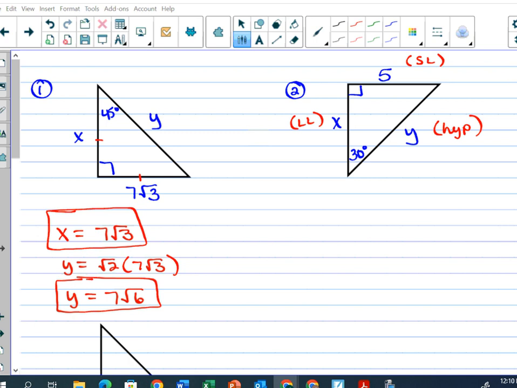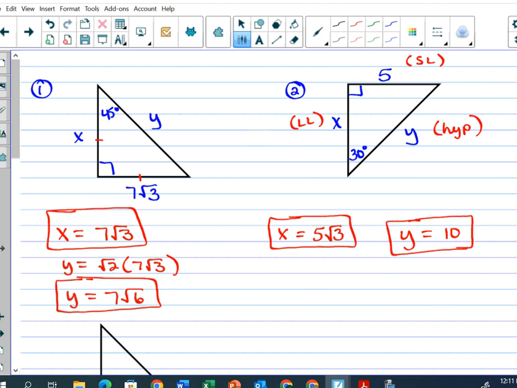All right, guys, what'd you get for x? So we would write that as 5 root 3. That's it for x. Short leg times root 3. What did y equal? 10. Again, when you're given the short leg, it's pretty easy. Anybody questions on 2?